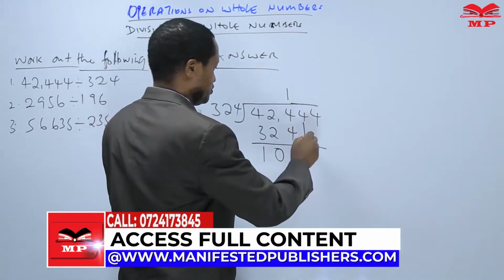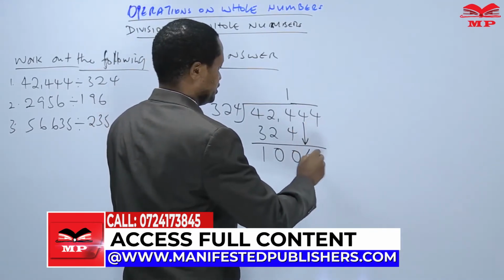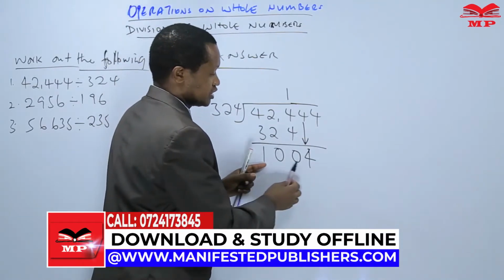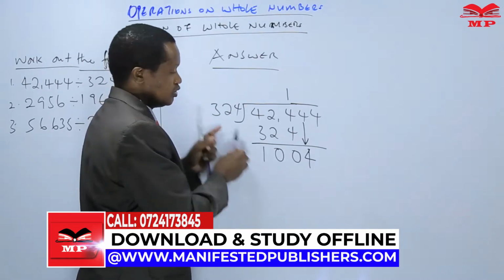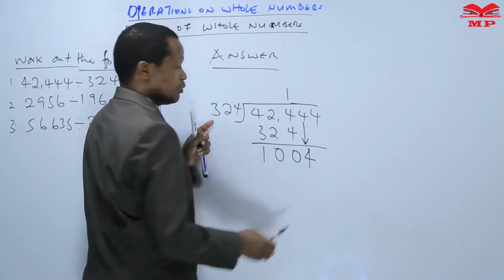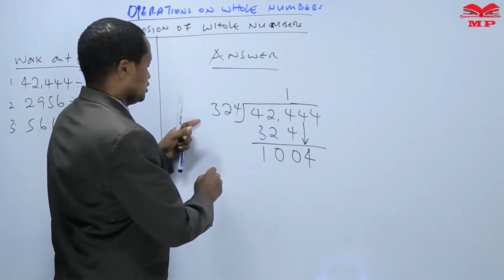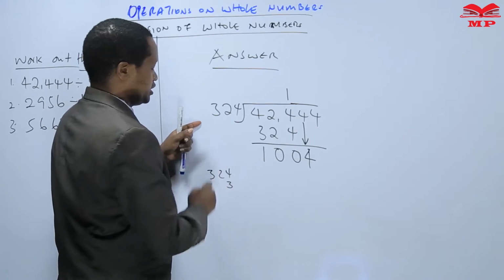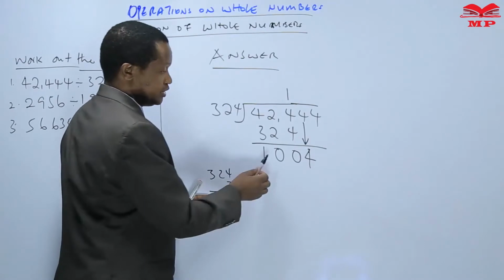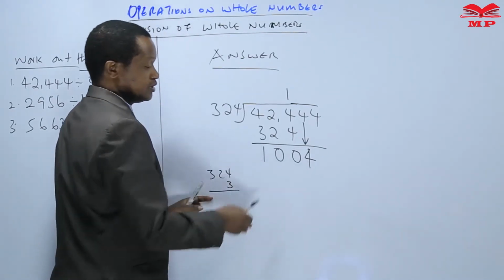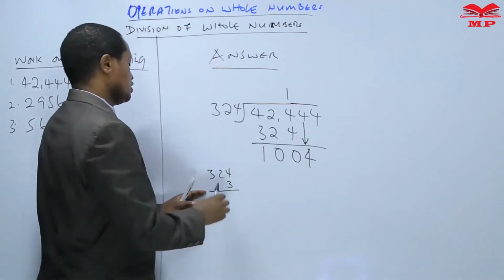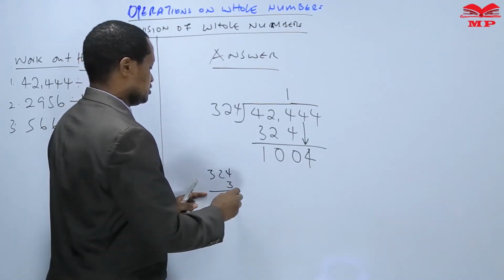We bring down this 4 so that we have 1004. And then we divide 1004 by 324. How many times does 324 go into 1004? Around 3 times, because if we multiply, the number we get should be either 1004 or close to 1004.